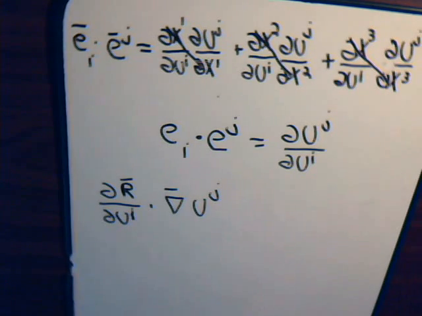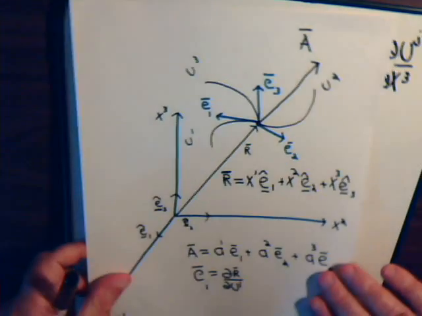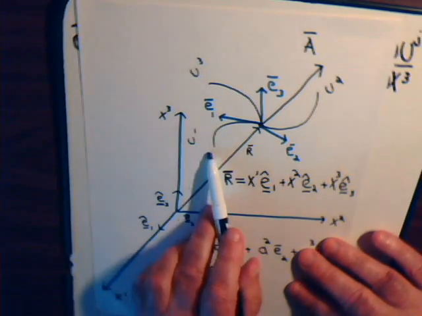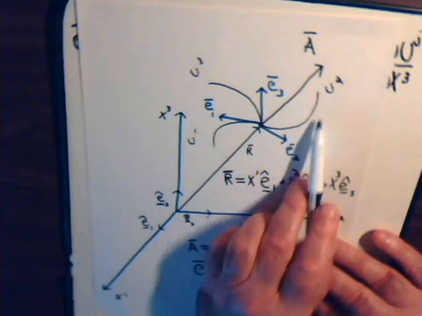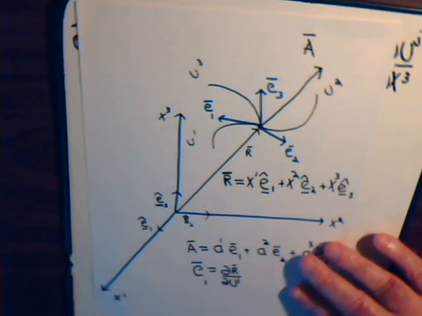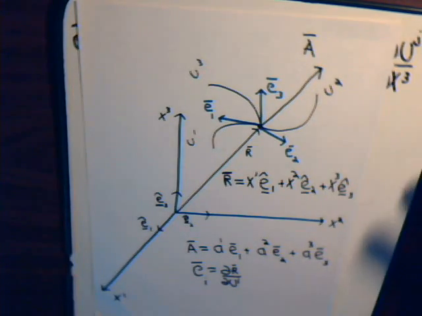Now, that came from considering this generalized curvilinear system here with u1, u2, and u3 coordinate axes. We just have 3 of them here. Of course, the same rules apply regardless of how many coordinates we have.